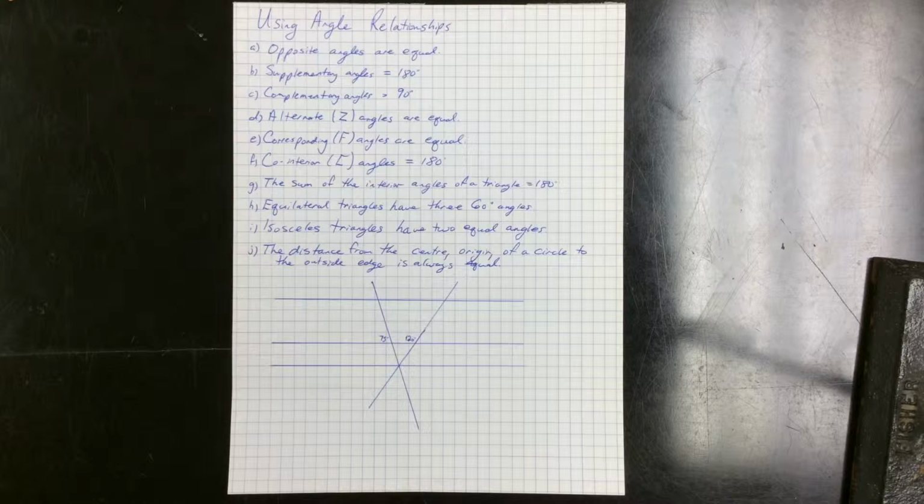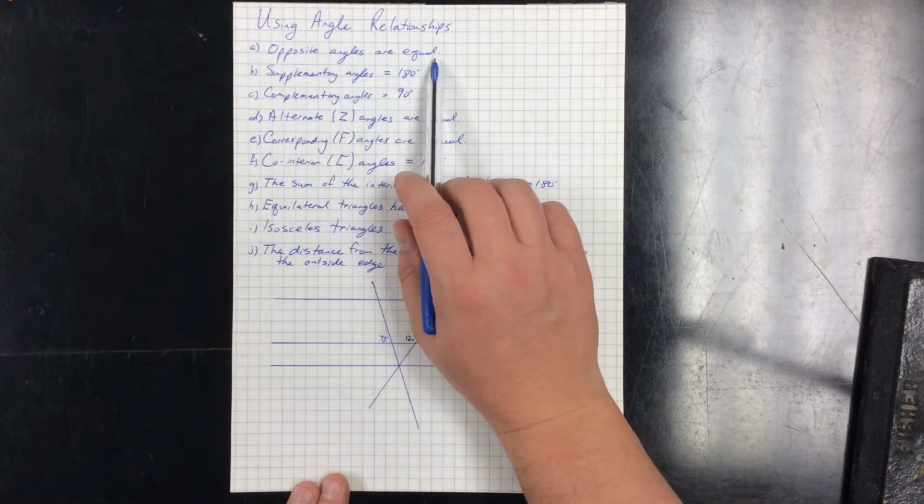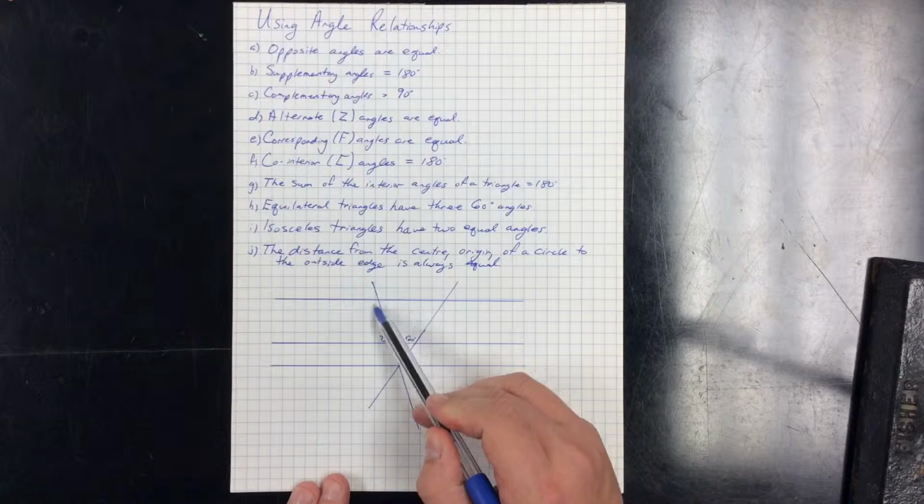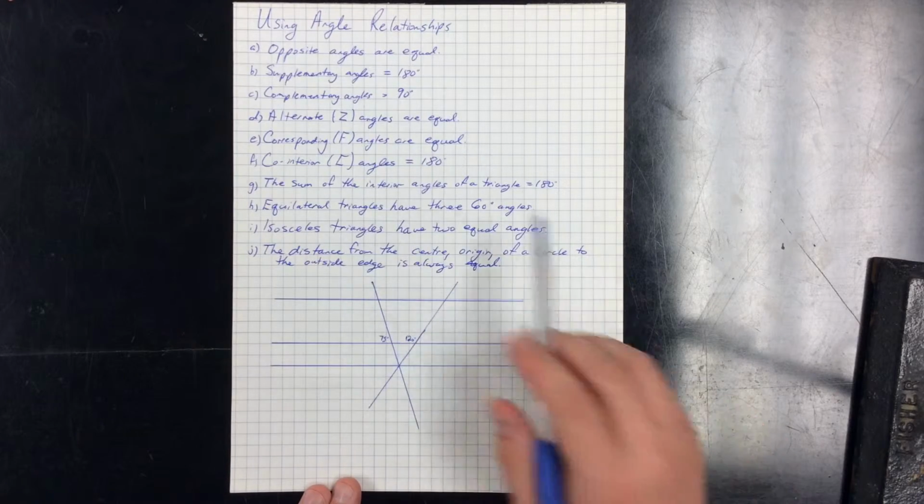Today we're going to be using the angle relationships we've already found to determine missing angles. There's quite a few things that we already know about the way angles interact. We know that opposite angles are always equal. So anytime that we have angles across from each other, they're equal to each other.